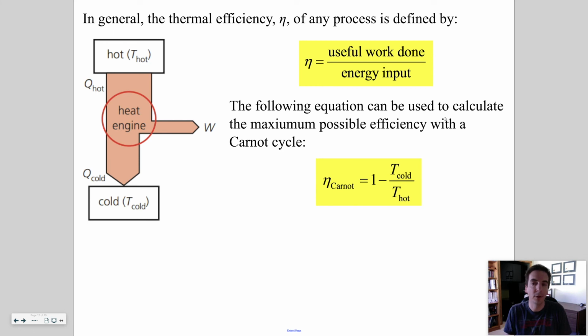The following equation can be used to calculate the maximum possible efficiency within a Carnot cycle right here, where you're given two temperatures and you're able to determine the efficiency of a Carnot cycle based on the difference between the two temperatures.